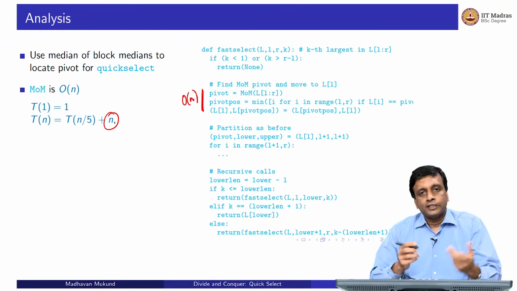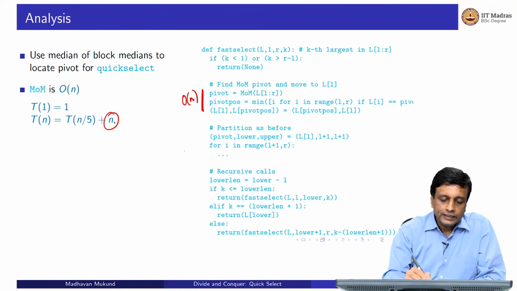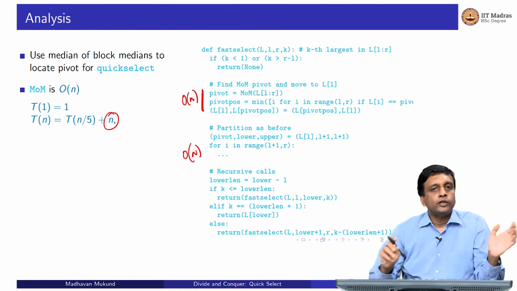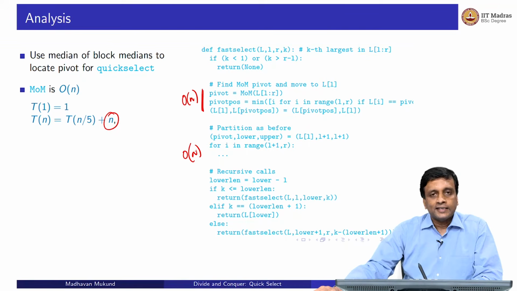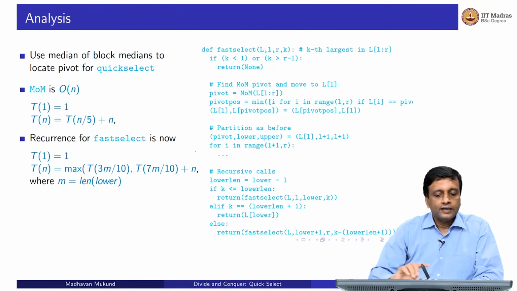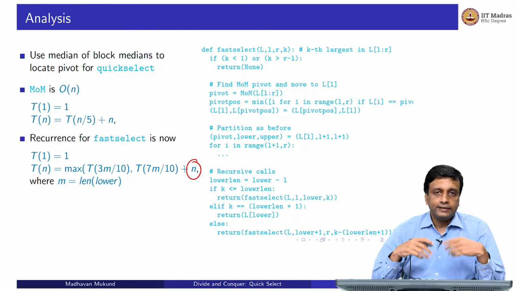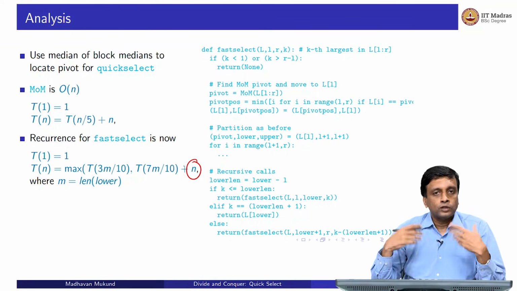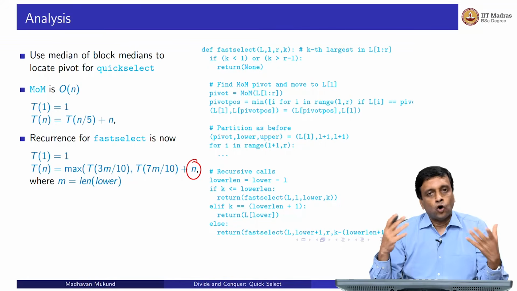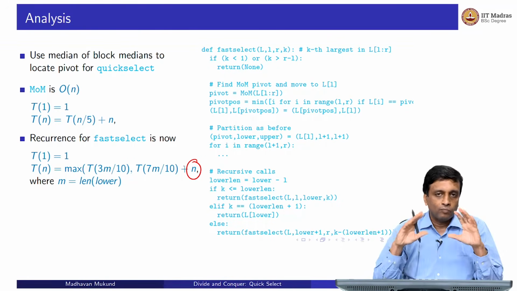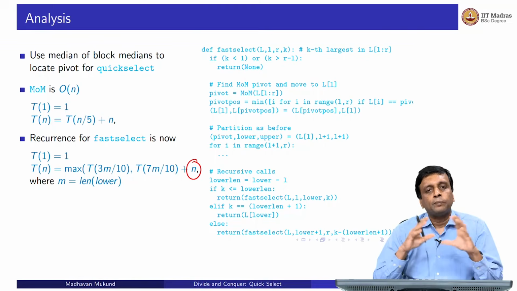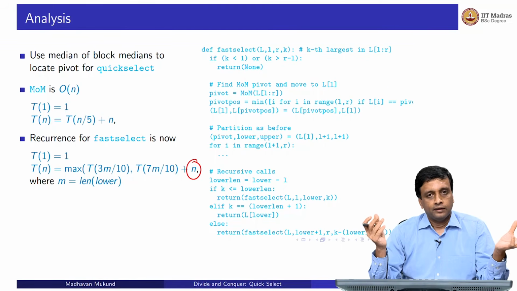So finding the pivot is order n time, and finding the partition is also order n time because I do it in one scan. So overall, as far as fast select is concerned, the processing time at each recursive call, without counting the recursive call itself, remains order n. It is order n to find the median of block medians, and another order n to do the partitioning with respect to that median.